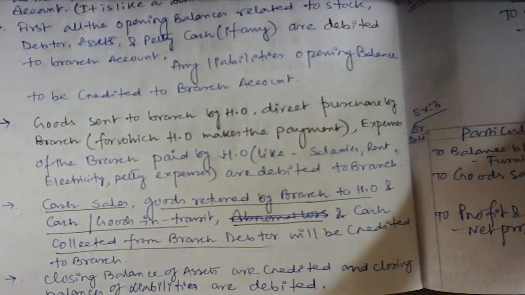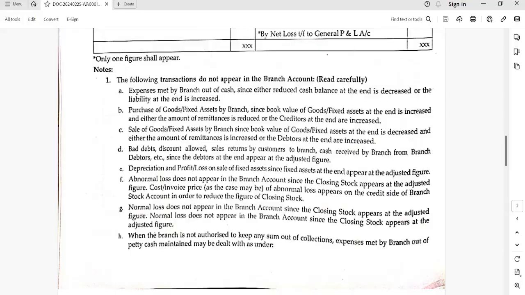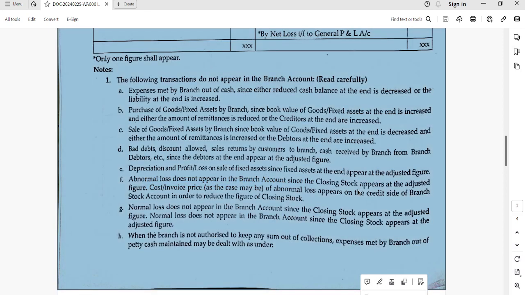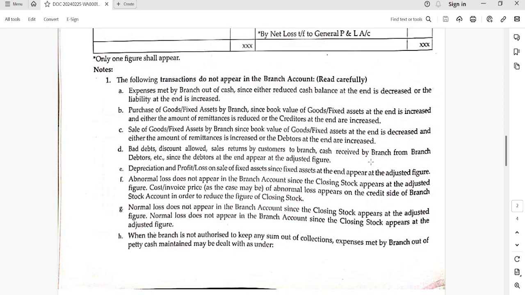If you check the notes, why I have written this, there is actually a logic also. But as it requires more clarification, we are going to plot it. It is clearly given that when abnormal loss or normal loss is there, it shouldn't appear in the branch account, because these are all adjusted against the closing stock. देखो यहाँ क्या लिखा है, since closing stock is adjusted against this figure. So as everything is adjusted against this figure, we are not going to calculate anything from here.